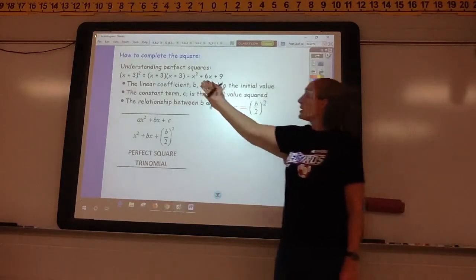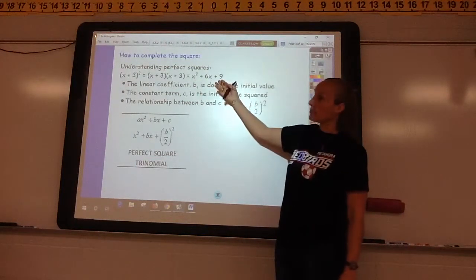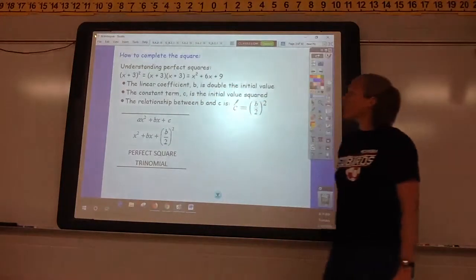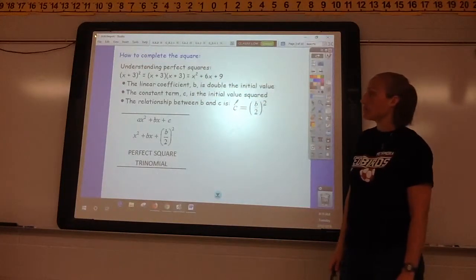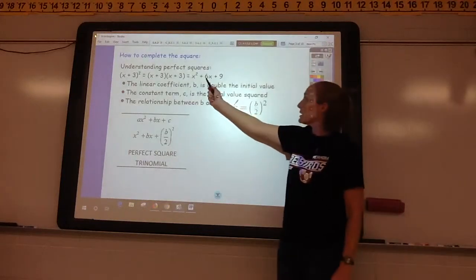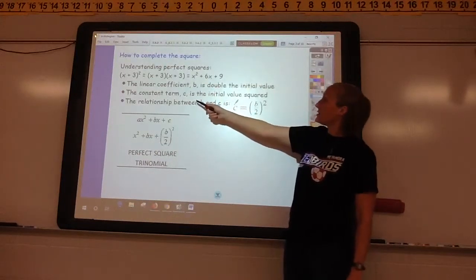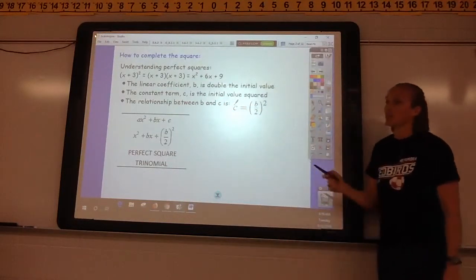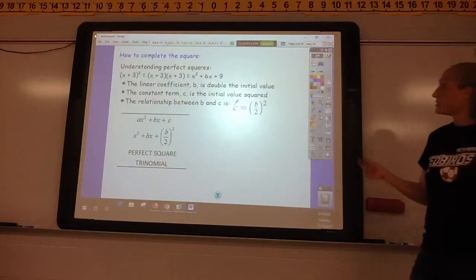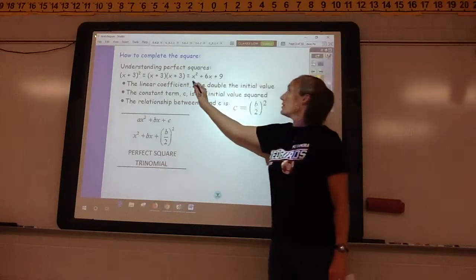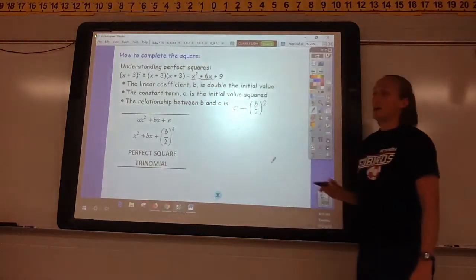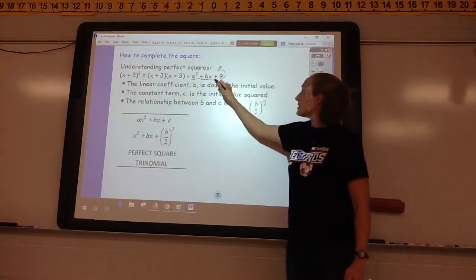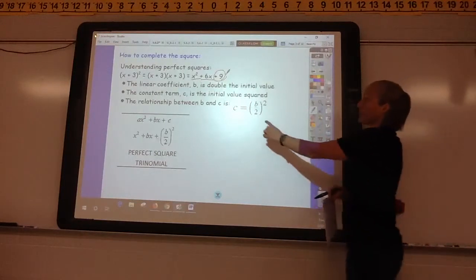But the question is, how do I complete this and make it a square term? Okay, and what we're going to do is find this number right here. Okay, the linear coefficient b is double the initial value. The constant term c is the initial value squared. Okay, and the relationship between b and c is what's here. So what this is going to come down to is you are going to be given something like x squared and 6x, and I'm going to say complete the square. Okay, what that means is you need to find this number. The way that you find that number is right here.